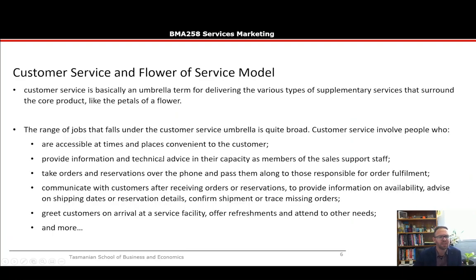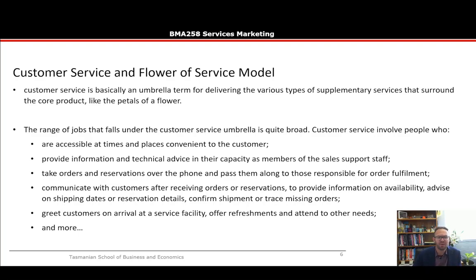So the range of jobs that falls under the customer service umbrella is quite broad, and customer service involves different types of people who are accessible at the times and places convenient to the customer, provide information and technical advice in their capacity as members of the sales support staff, and actual technical advice. So the competency of our customer service staff has a big impact on the relationship we can build with our customers and the relationship satisfaction as well, which is a little bit different than customer satisfaction, because customer satisfaction is satisfaction with the overall experience, whereas relationship satisfaction is the satisfaction that the customer has with the relationship with that organisation, which are related concepts but are different.